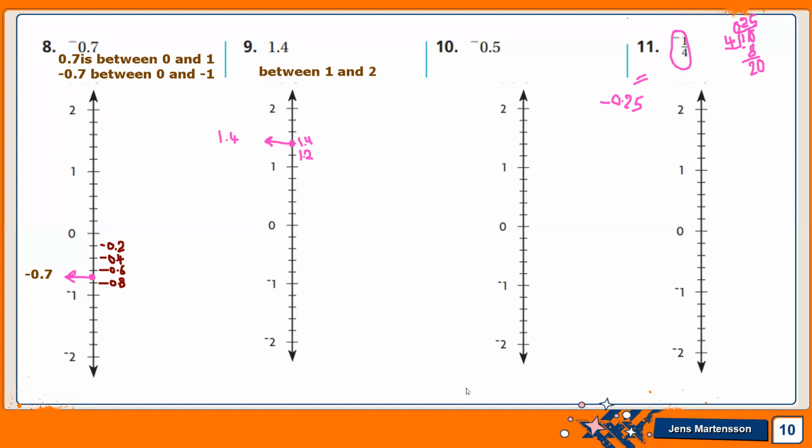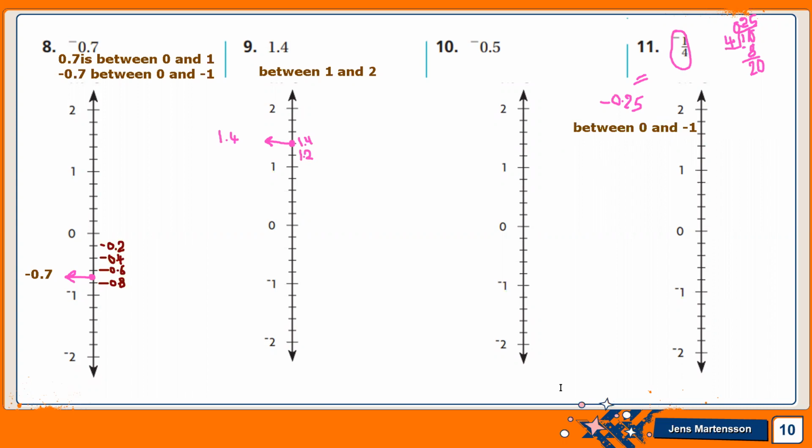Between which two integers? It's between 0 and negative 1. Bravo. Yalla, continue. So it's between 0 and negative 1.